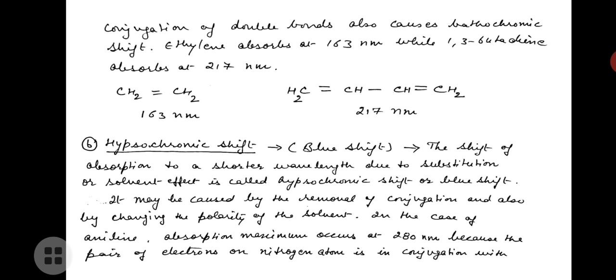In the next example, we can see conjugation of double bonds also causes bathochromic shift. Ethylene absorbs at 163 nanometers while 1,3-butadiene absorbs at 217 nanometers. So here again, due to conjugation of double bonds in 1,3-butadiene, the lambda max is 217 nm. So in this example also the absorption maximum is shifted towards longer wavelength.